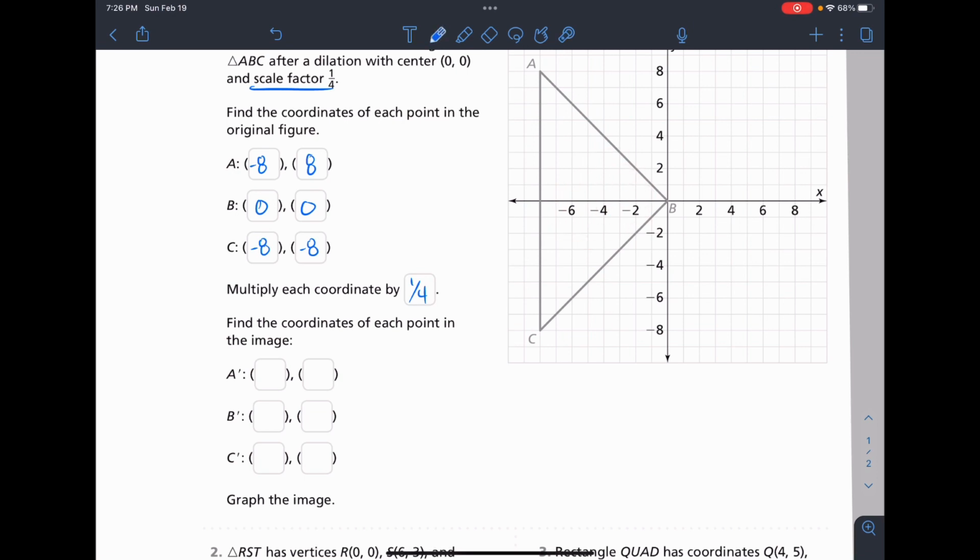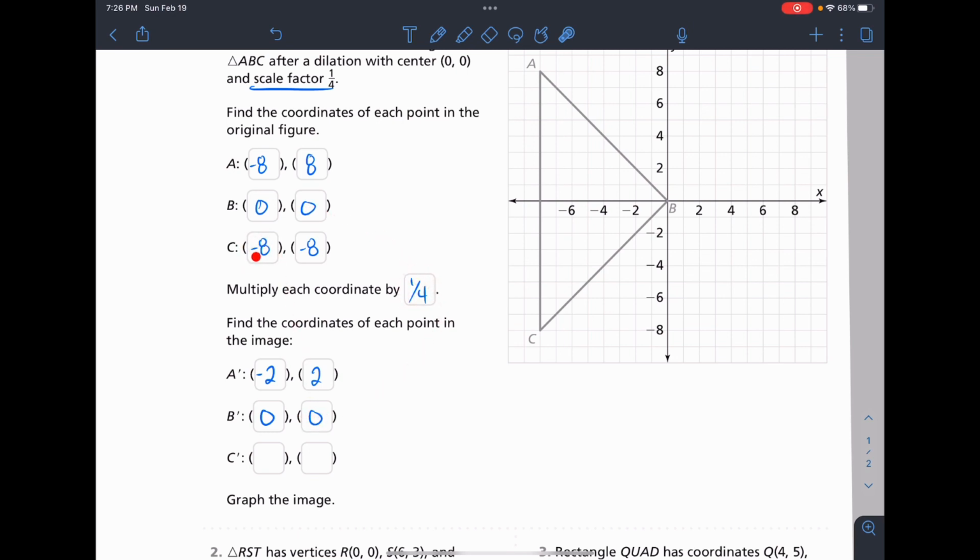So let's see here. Negative 8 times a 1/4 should give you negative 2. And then 8 times a 1/4 should give you positive 2. And you guys are welcome to go use a calculator and or check my math on that. But it should be negative 2, comma 2. And then anything times 0 is just 0. So if you take letter B here and you multiply a 0 by a 1/4, you're going to get 0. And then do it again, 0 times a 1/4, and you still get 0.